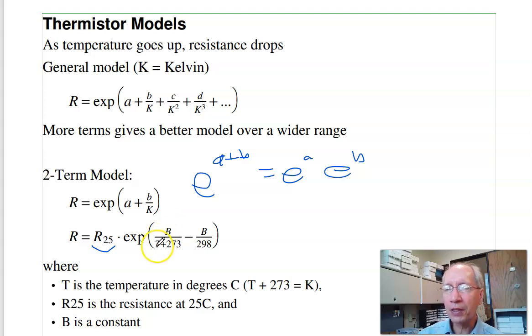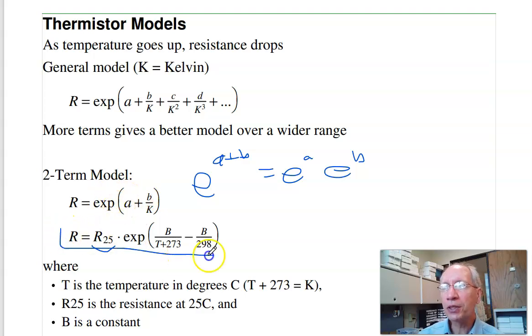Instead of using Kelvin, I'm going to use degrees Fahrenheit, or degrees Celsius. So T plus 273 gives you Kelvin. To make it convenient, at 25 Celsius, this is 298. These cancel. E to the 0 is 1. This is the resistance at 25 Celsius. So that's just another way of writing this equation.